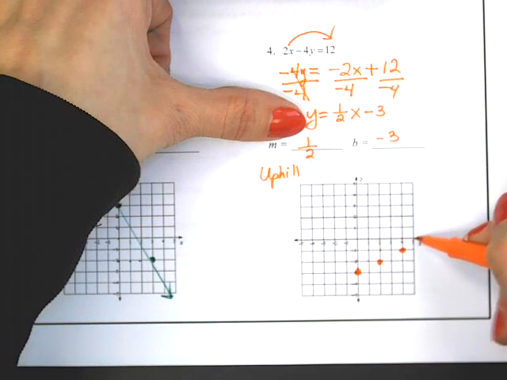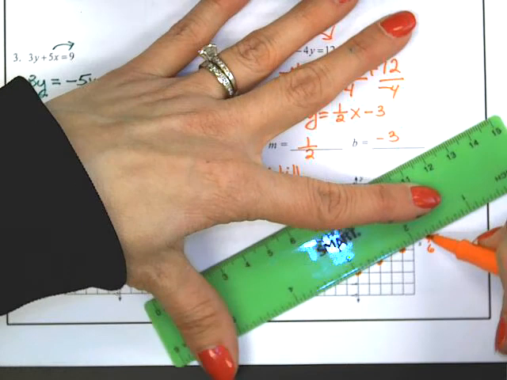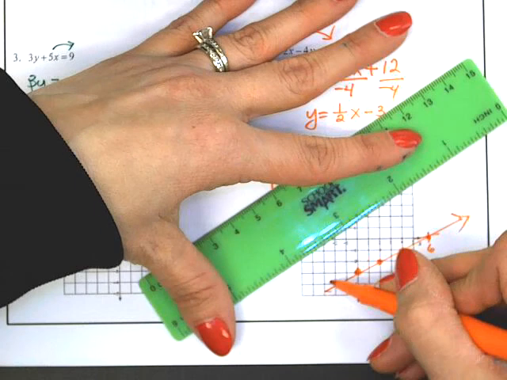If you keep going up 1, over 2, I know it's off the graph paper, but the x-intercept would be at 6. That's kind of fun. Okay, don't forget to draw your line.